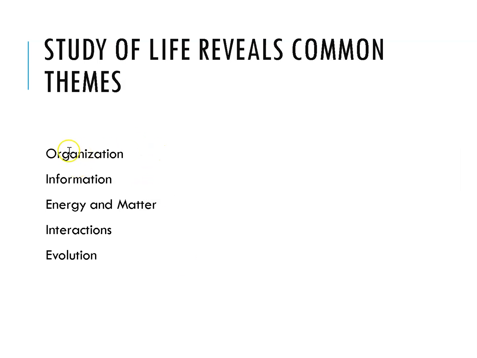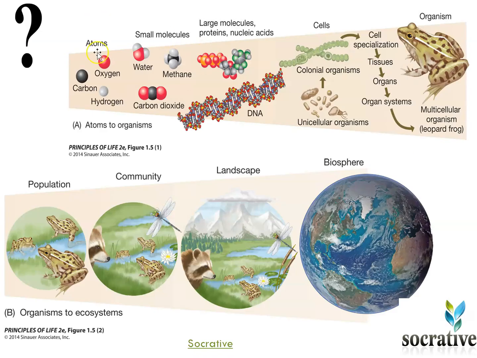And so, organization: life is organized. Life has to have information, and it also has to be able to copy it and pass it on. Energy and matter, interactions, evolution. This is life. So life is definitely organized. And you can see here that everything starts with atoms, and then you start building molecules like DNA and proteins.